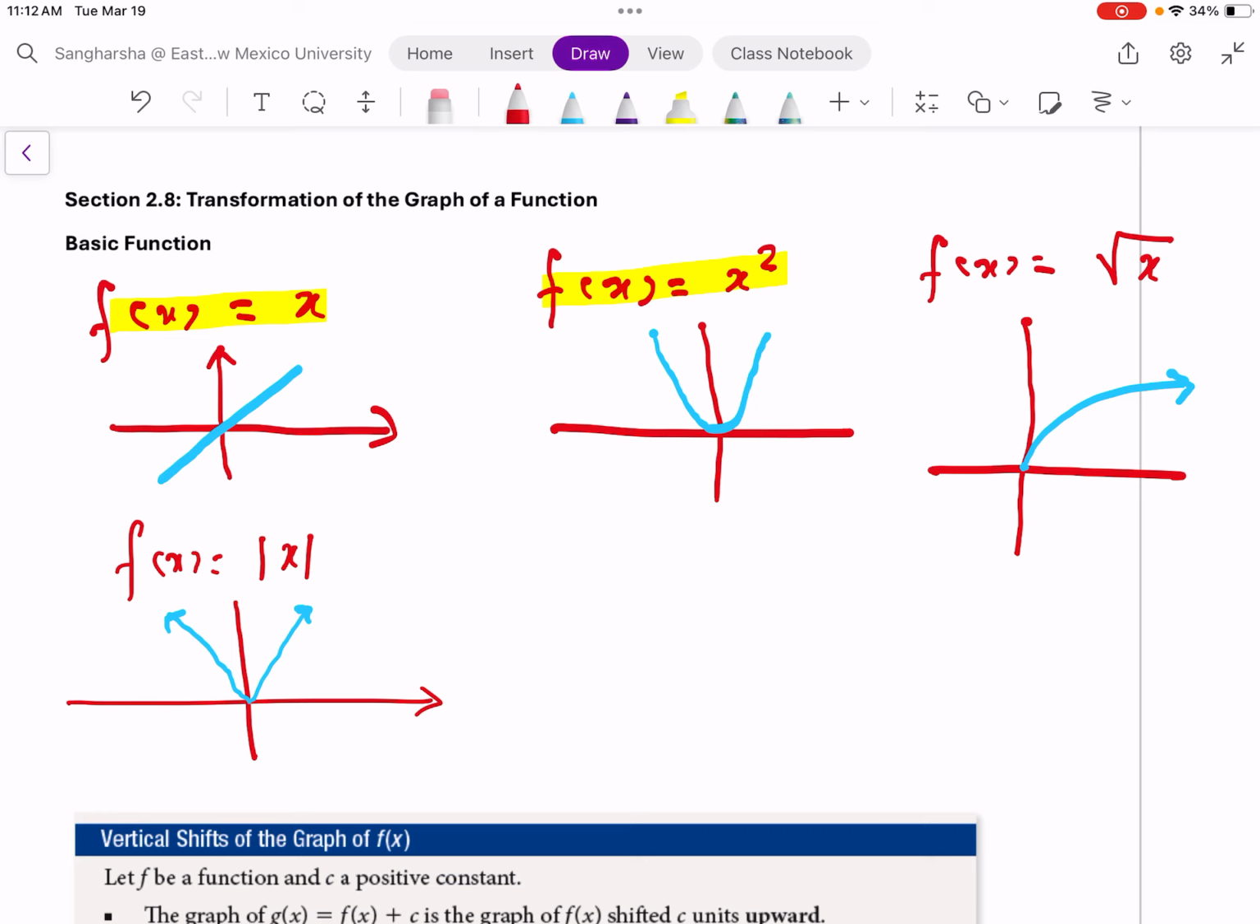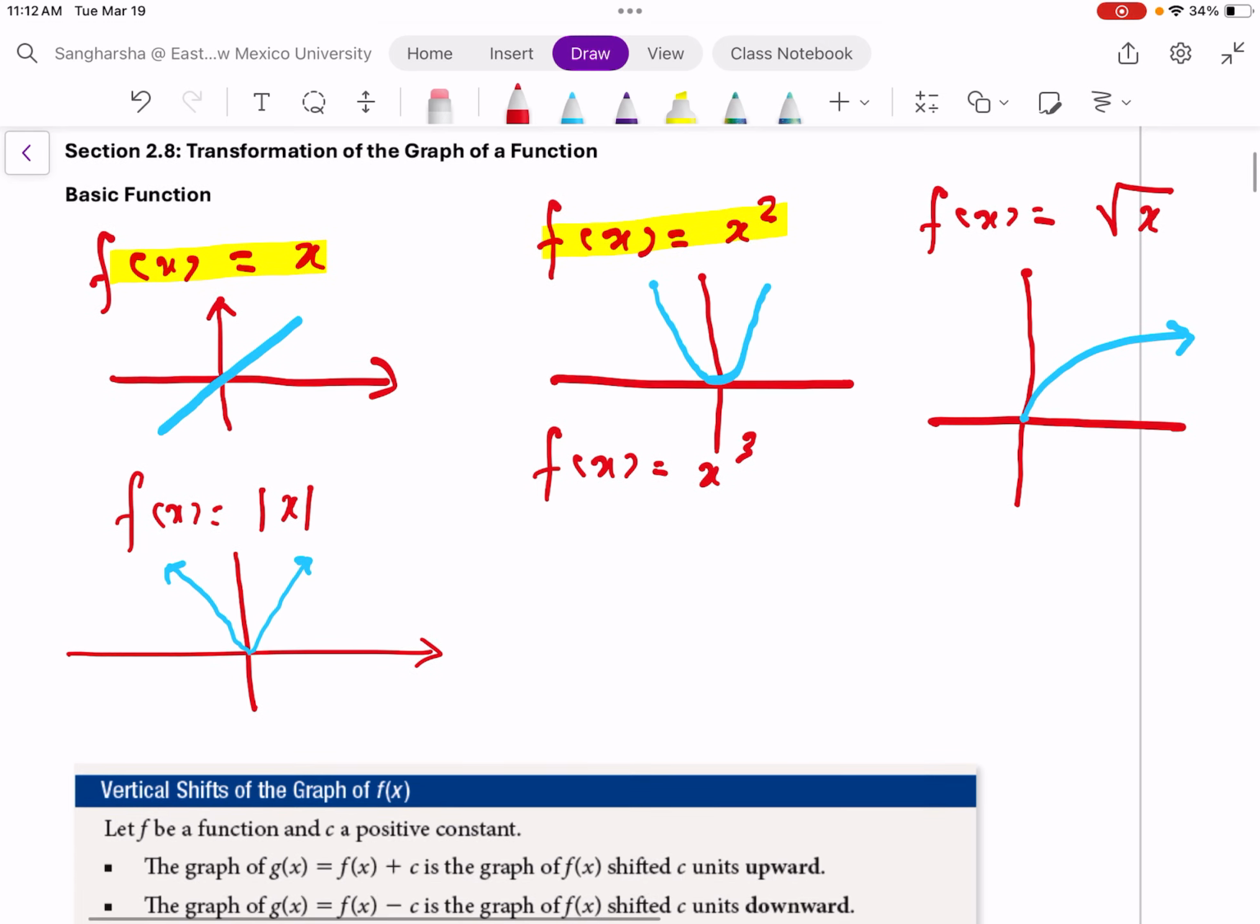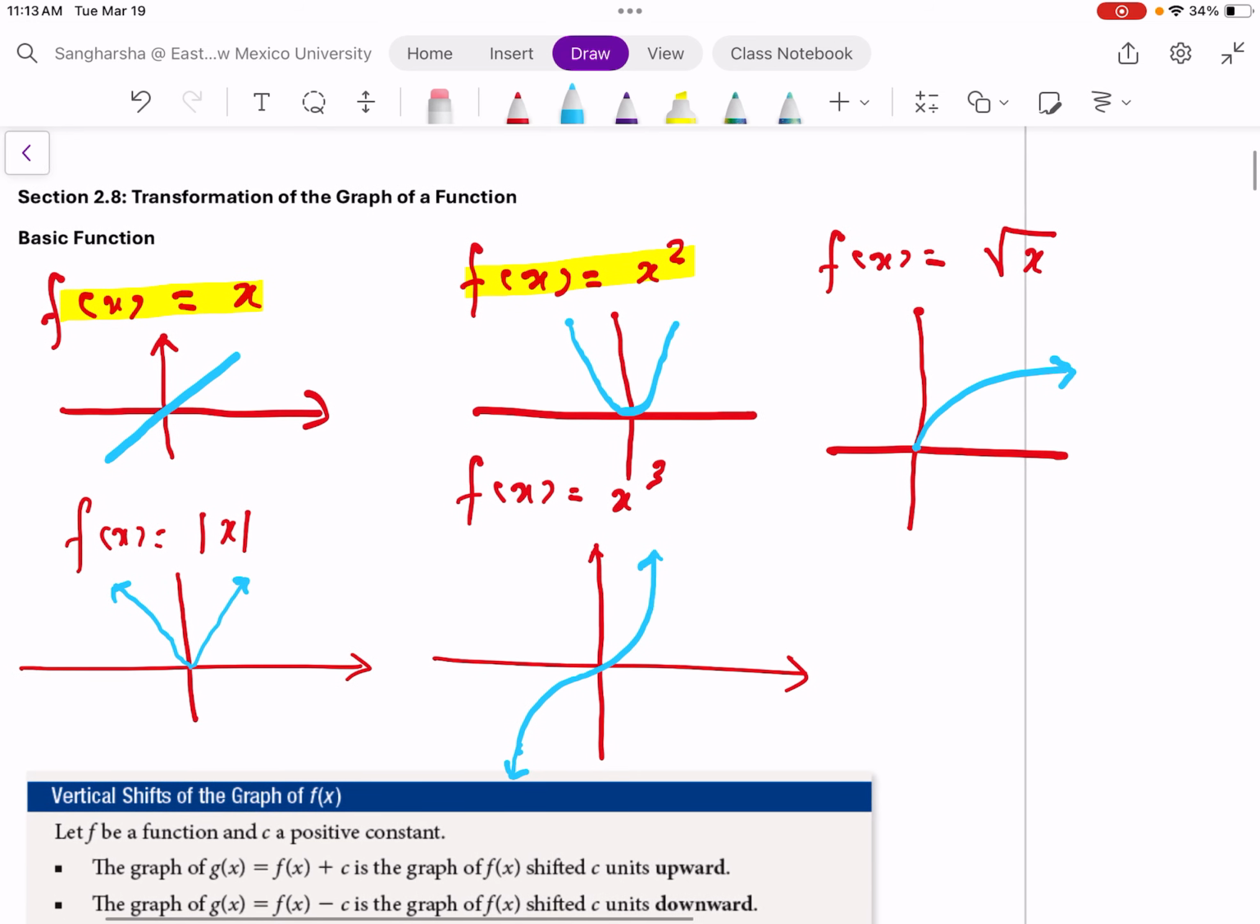The next, if we have f of x equals x cube, can you guess the name for this kind of function? What would be the name of this kind of function? Cubic function. Okay. So this is our cubic function, and the graph of a cubic function is like this. So this is a graph for a cubic function. So I want you to know the shape of the graph for each kind of function.